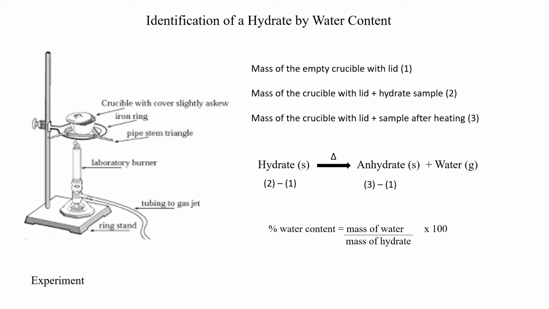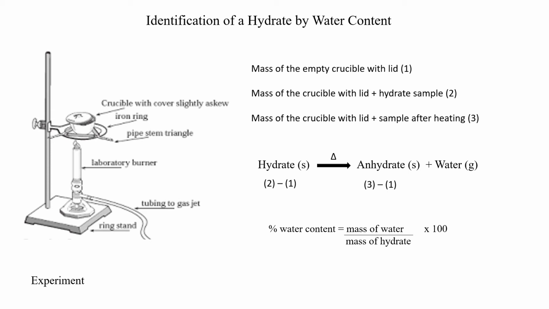Now we have the basic heating apparatus here. We have a ring stand, we have a Bunsen burner, we have the crucible which I mentioned before, we have an iron ring, and we also have a triangle, or a clay triangle, meant to support the crucible on the iron ring. So once you watch the experimental video, you will get 3 observations.